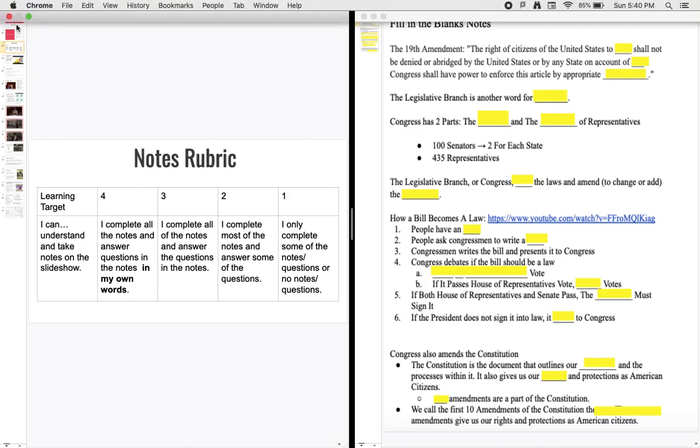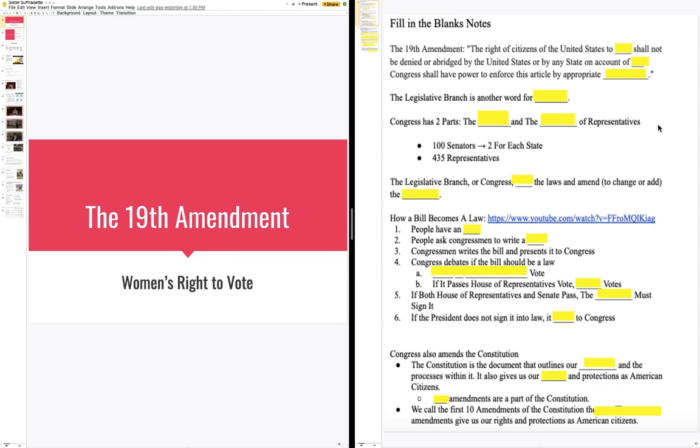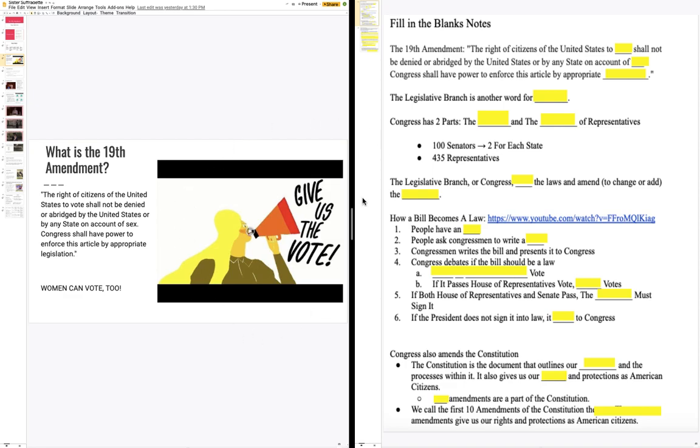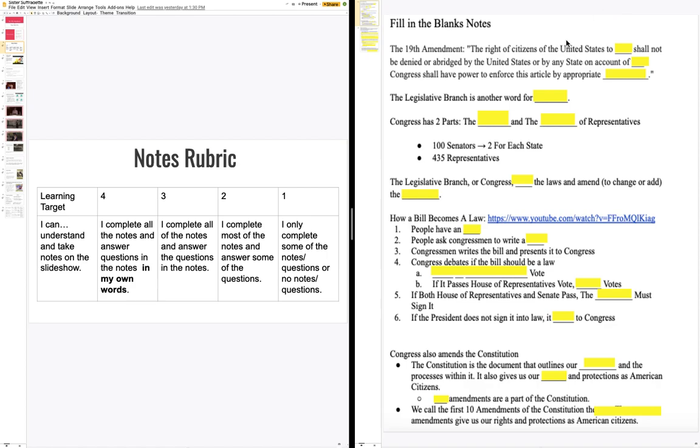Going to be talking about the 19th Amendment, which was when women got the right to vote. On the left-hand side of my screen, I have the presentation that I'm going to be giving to you all. Obviously, this is a little bit different of a format. Whenever there's a video, I'll tell you to pause this video and go to the YouTube link provided in Google Classroom. You will be graded on the notes on the right-hand side of my screen. I'm going to show you how I want you to take the notes.